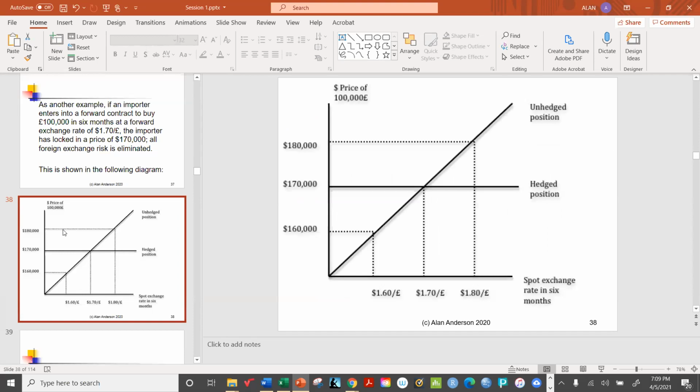So this chart or graph is designed to show you that the hedged position, you're guaranteed to pay $170,000 for these pounds. With the unhedged position, that depends on the spot exchange rate in 6 months. It could go down to 160, it could go up to 180, or anything in between. In fact, it could go even lower or higher than that. So this is the trade-off between hedging and not hedging your risk.